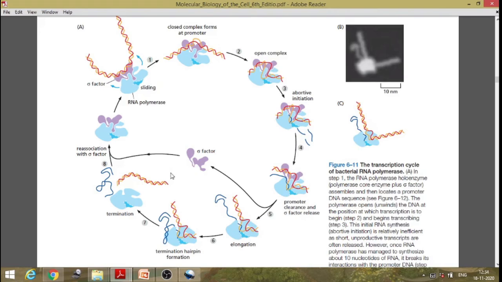And then this free RNA polymerase core enzyme again reassociates with the sigma factor and again gets involved in the second round of the transcription cycle. So this is the transcription cycle of bacterial RNA polymerase.